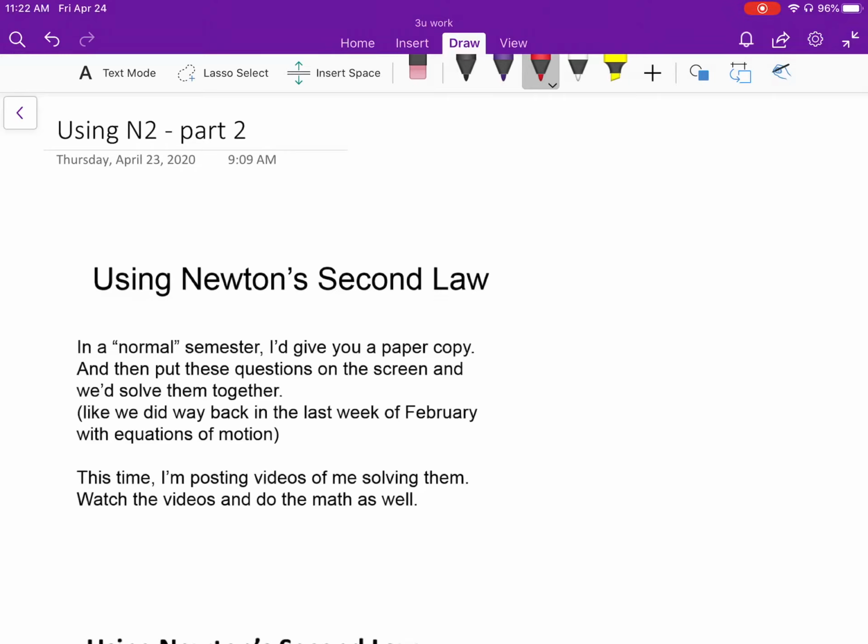We're going to continue talking through Newton's second law problems. Make sure you've hit a refresh on your Google Slides doc because I changed it and added a couple later on. Make sure you've got the most up-to-date version of the Google Slides.